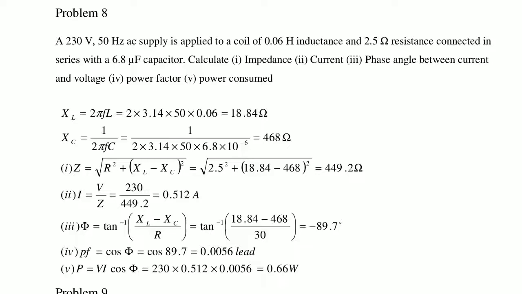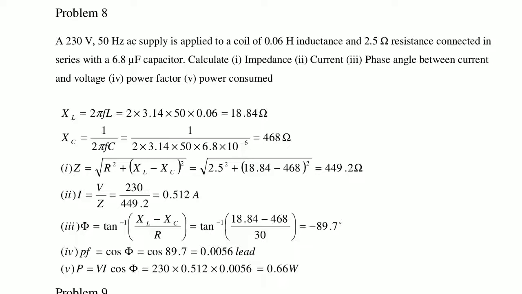What is the given data? First, you have to determine XL, the inductive reactance, and XC, the capacitive reactance. Now XL is equal to, what is the formula? XL is equal to 2 pi FL. So 2 into 3.14 into frequency, which is 50 Hz, into L, which is given as 0.06 Henries.